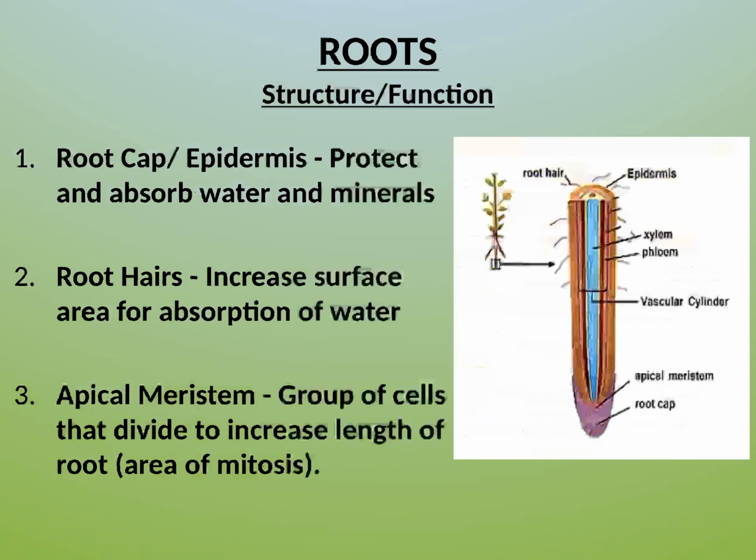And the third part is the pronounced apical meristem. If you look at the picture on the right, it's that little group of cells just behind the root cap. This is the group of cells that divide, so it's going through mitosis, and it increases the length of the root. So when the root needs to grow longer, these cells are the ones that are dividing to help it get longer.